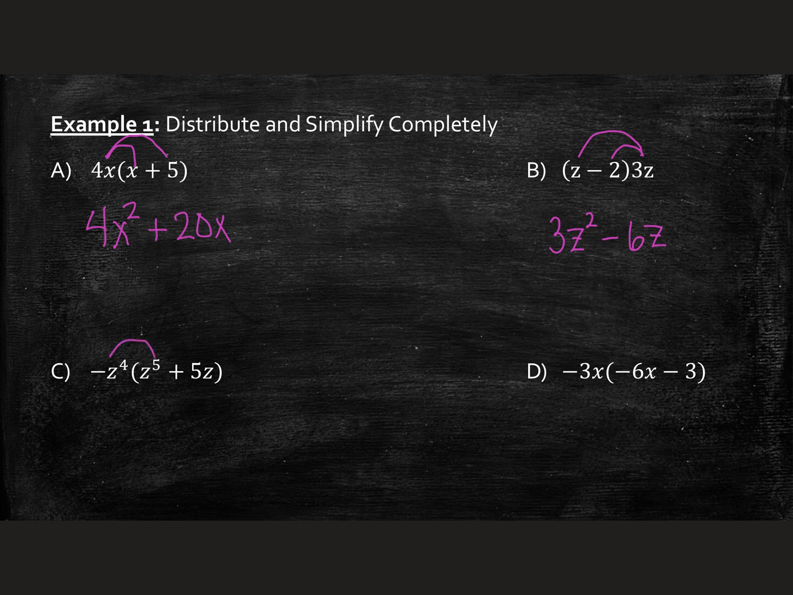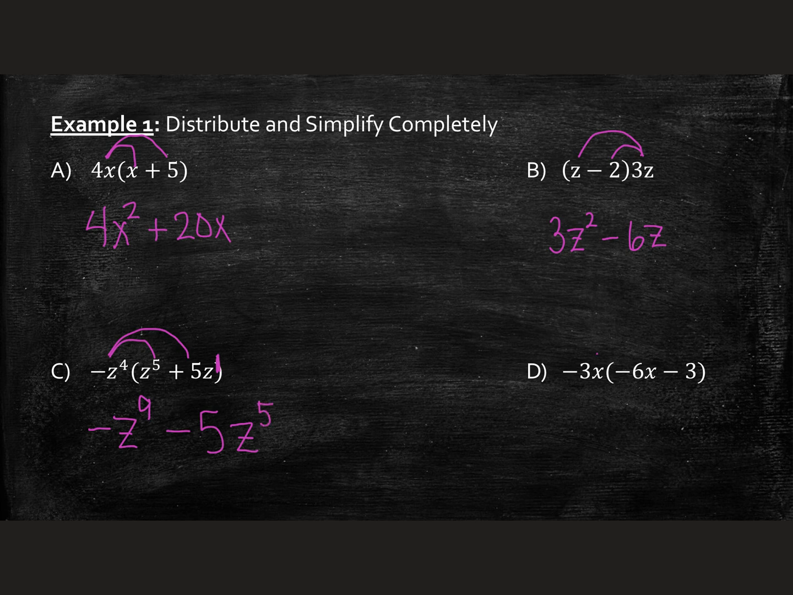Negative z to the fourth is going to get distributed. And so remember, you have to add exponents when you multiply, so that would be a negative z, 4 plus 5 is 9, so negative z to the ninth. Then when we multiply a negative times a positive, that's going to be a minus 5. And then z right here, we assume that has a power of 1. So if I add those exponents, it would be z to the fifth.